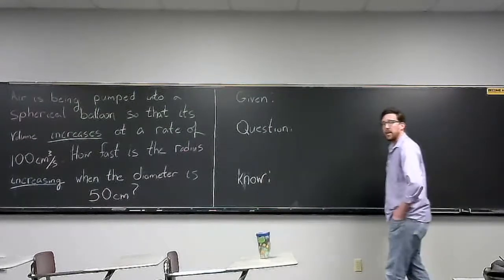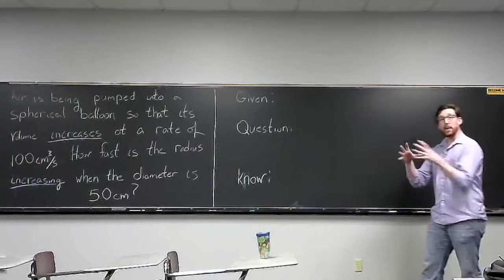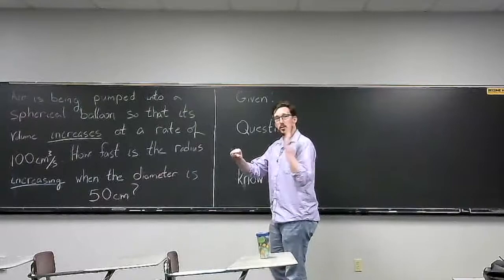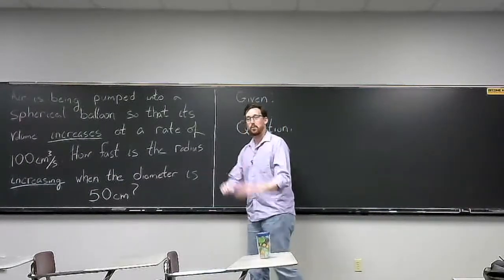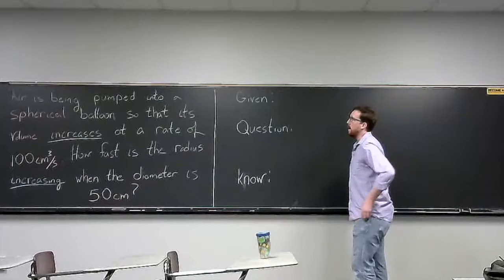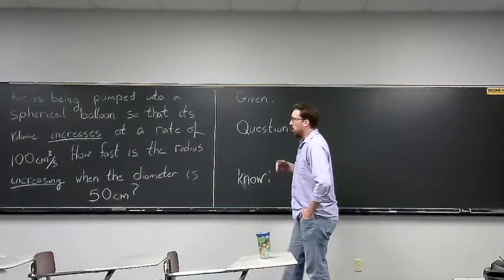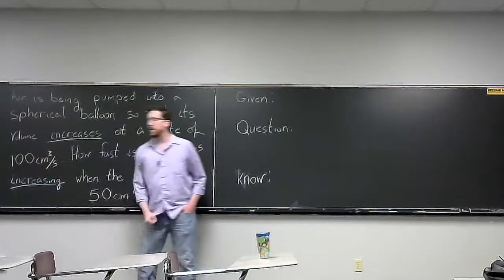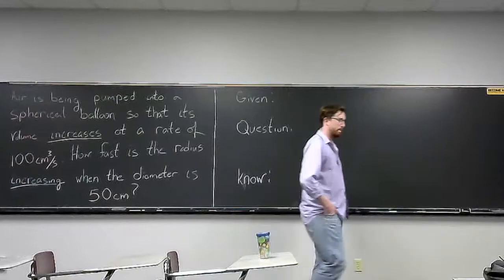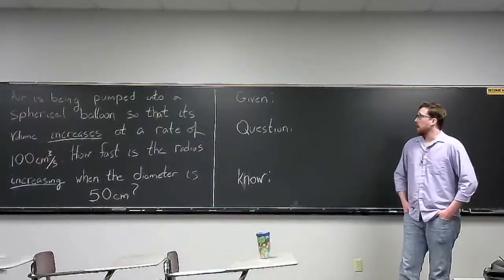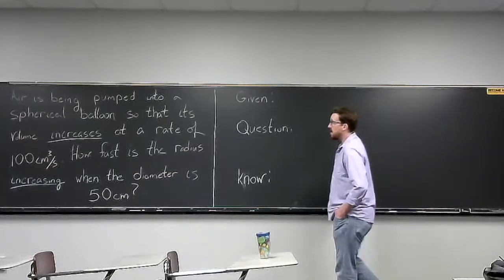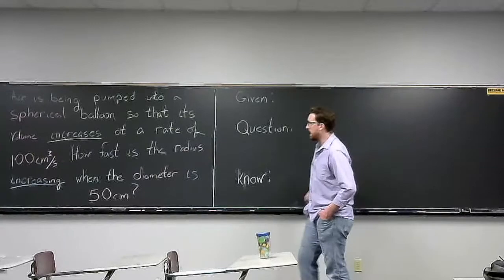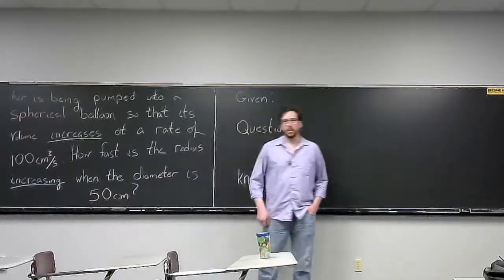This first example is looking at a balloon that's being pumped up. So you're pumping air into a balloon. This is my air pump, and I'm blowing up the balloon, right? We're blowing up a balloon so that the volume of the balloon increases at 100 centimeters cubed per second. Now the question is, given that, how fast is the radius of the balloon increasing when the diameter of the balloon is 50 centimeters?